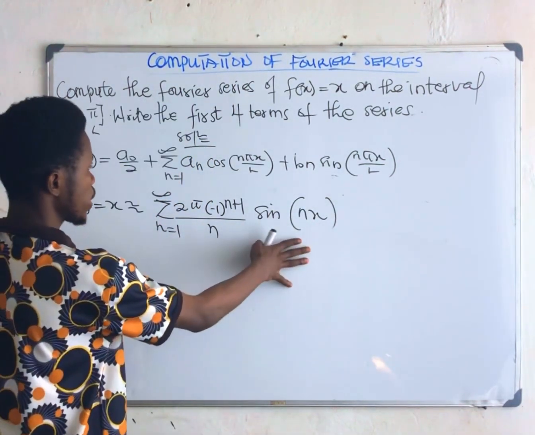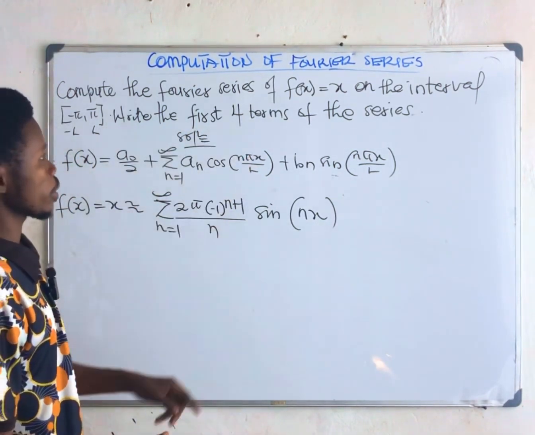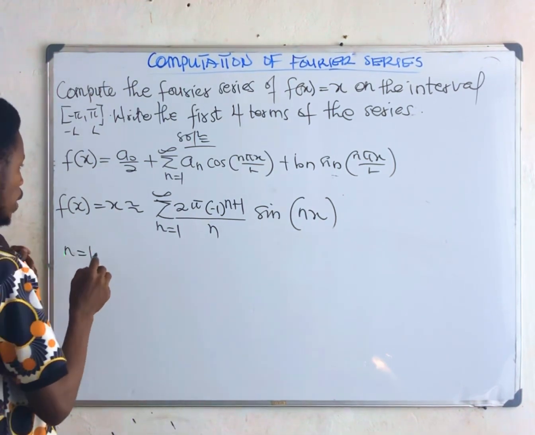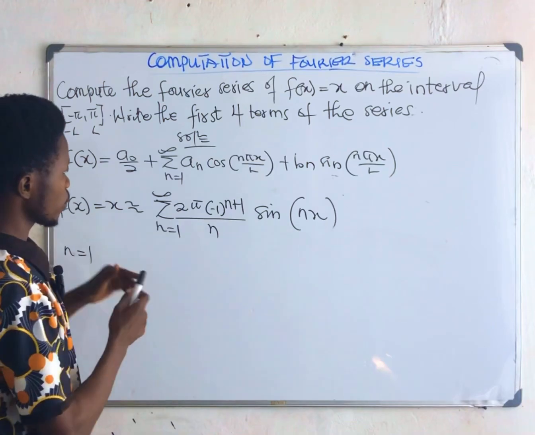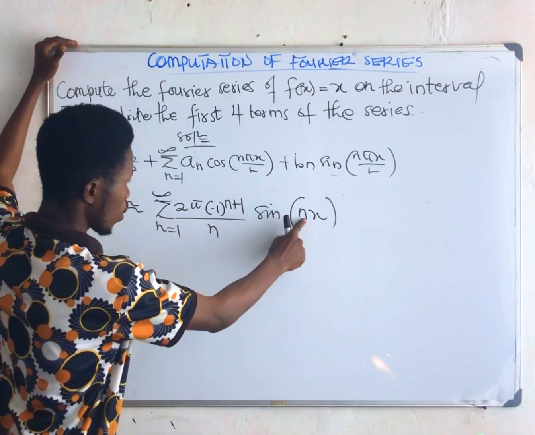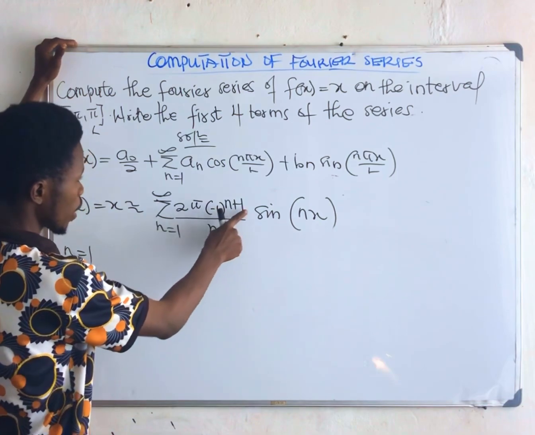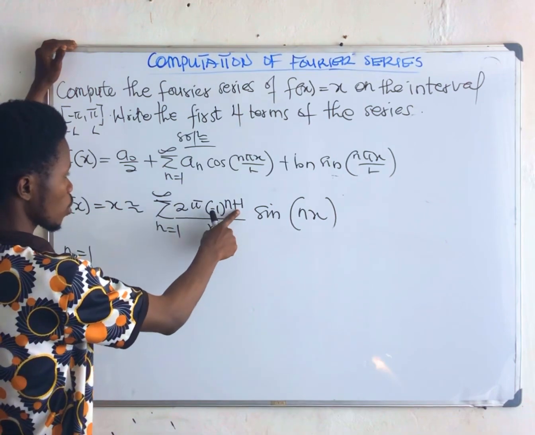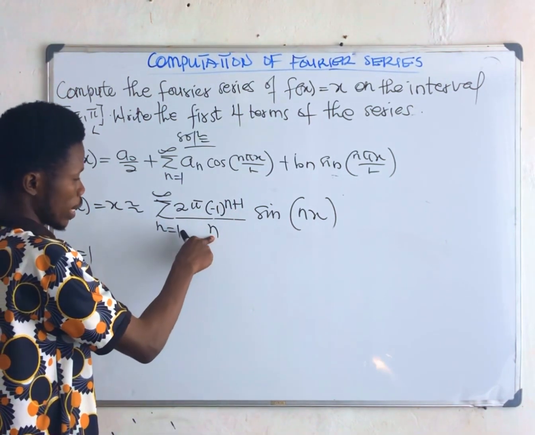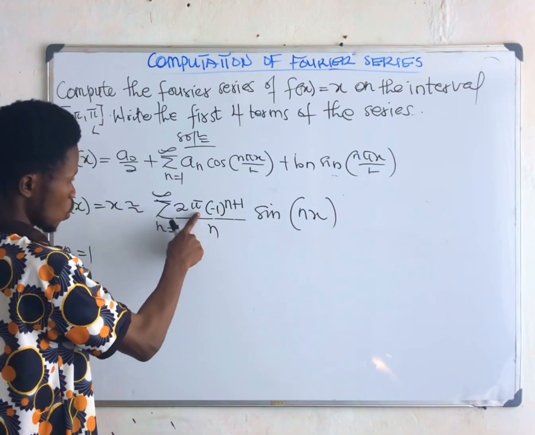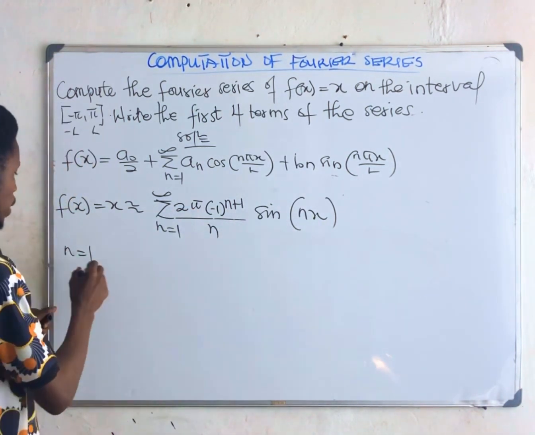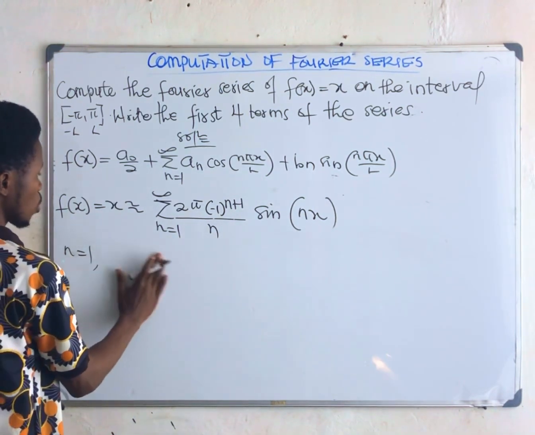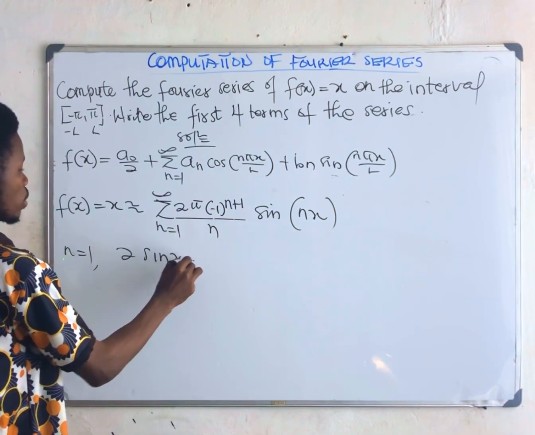Okay, so after getting this one, the question said write the first 4 terms of the series. So when n is 1, what do you get? Wherever I see this, I put 1 here, I will put 1 here. If I put 1 here, it will be (-1)^2. 1 plus 1 is 2, and (-1)^2 is positive 1. And n is also 1 here, right? So it will be 2 pi over 1 sine x. So when n is 1, we have 2 sine x, right?